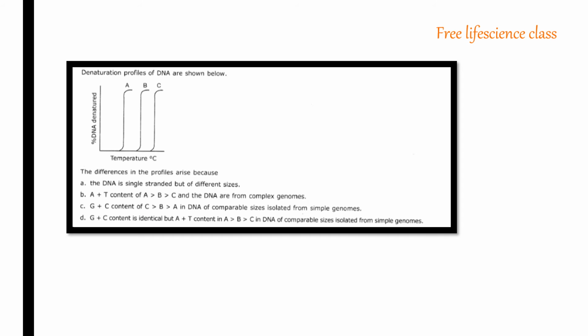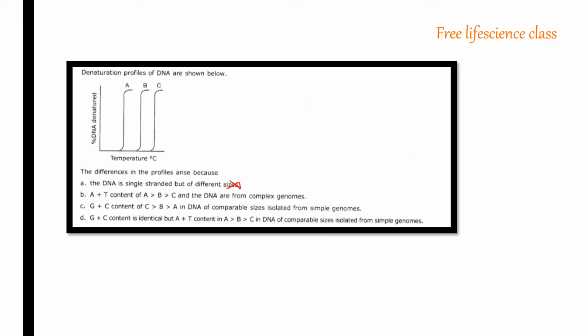Denaturation profiles of DNA are shown. You are given a graph and you have to find the correct option. The differences in the profile arise because of what factor? The first option is the DNA is single stranded but of different size. It is not, so it is wrong.